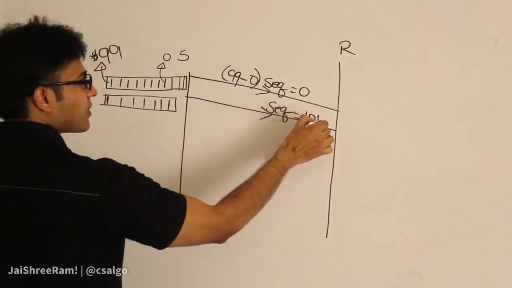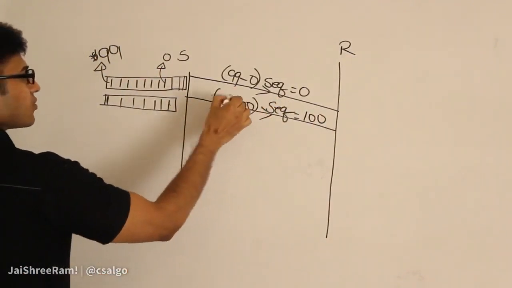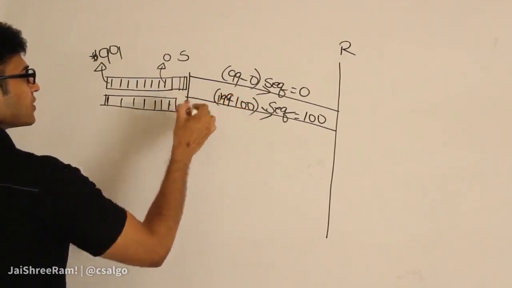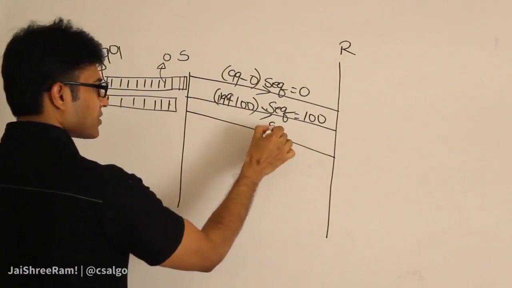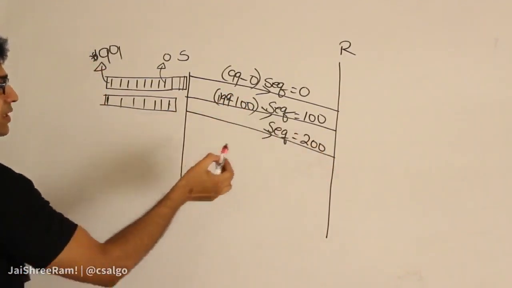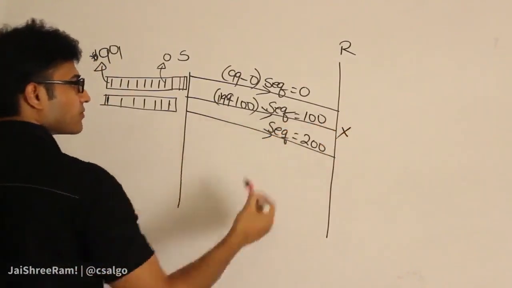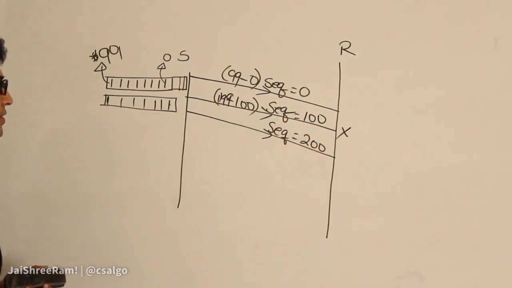So sequence number will be equal to 100. Then what is the range? 100 to 199 is the range, right? And likewise, let us say you are sending the next one also, sequence number 200. Let us assume that this segment is lost. This segment is lost, which means this segment is not received by the receiver.